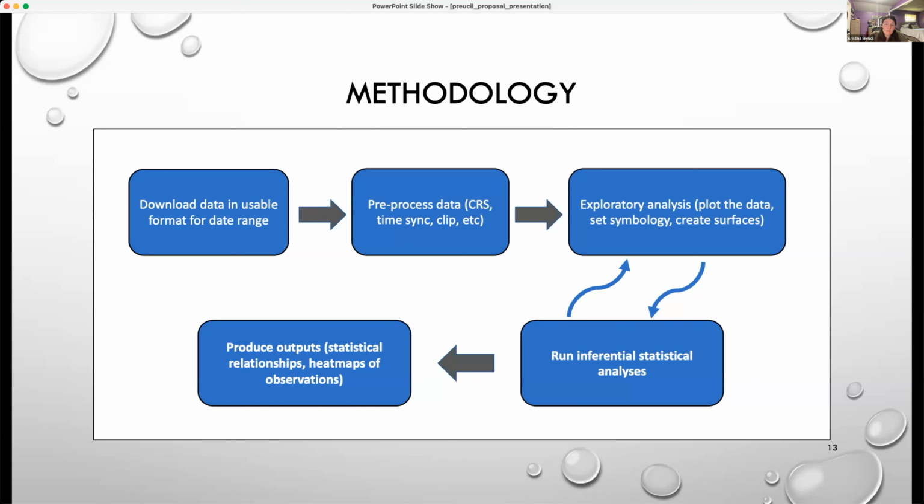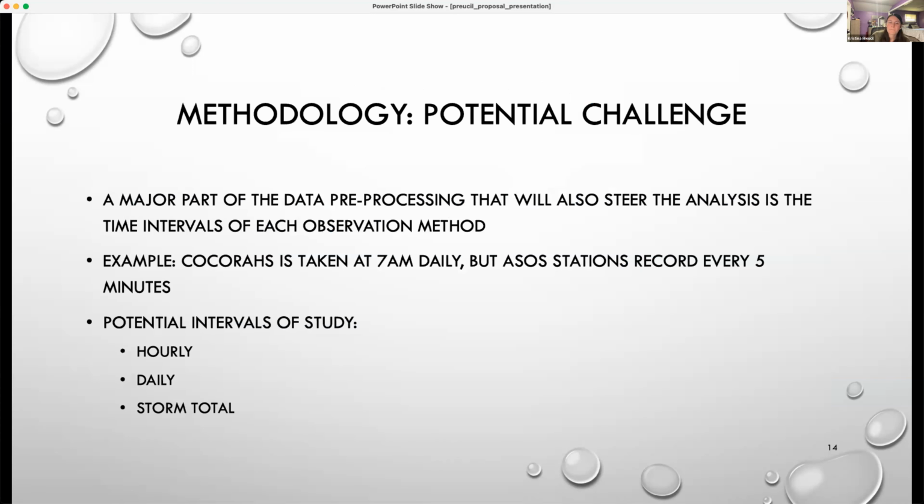Once I'm pleased with the statistical output, I want to finalize the rest of the results. I do want to include a visual result of a heat map to show the magnitude of the differences between the measurement methods.